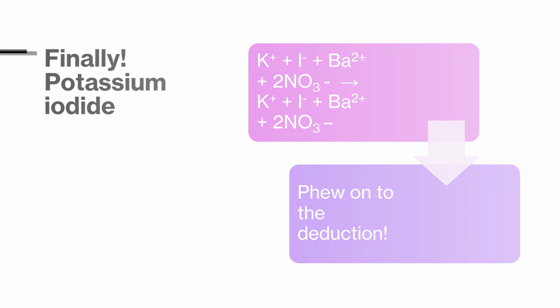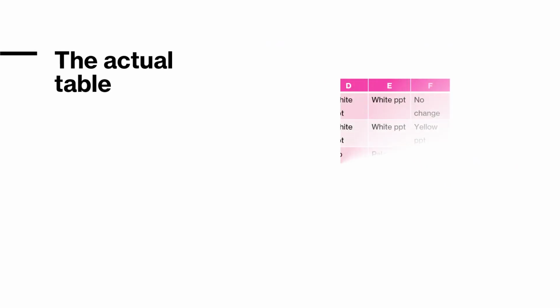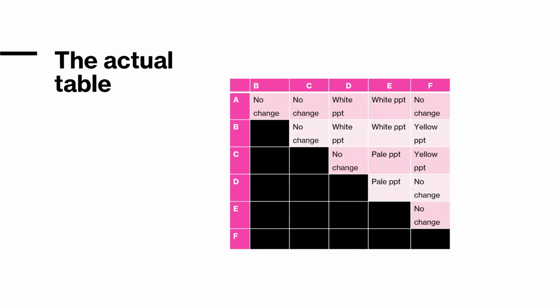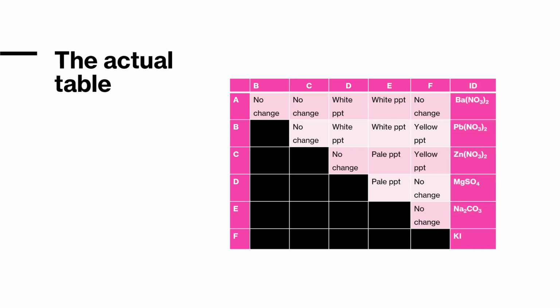Here is the actual table of results we gained in the lab. As shown by this arrow, this result would appear to be anomalous as it doesn't fit with any of the profiles, probably due to a dirty test tube. Using the theoretical chemistry and the actual results, we can finally work out that A is barium nitrate, B is lead nitrate, C is zinc nitrate, D is magnesium sulfate, E is sodium carbonate, and F is potassium iodide.